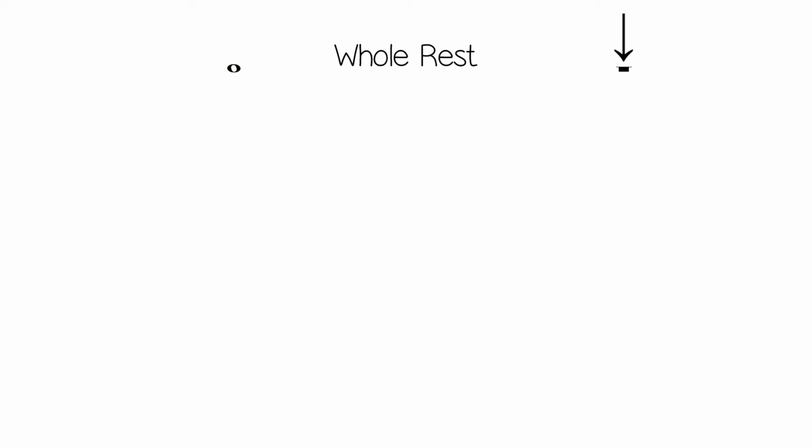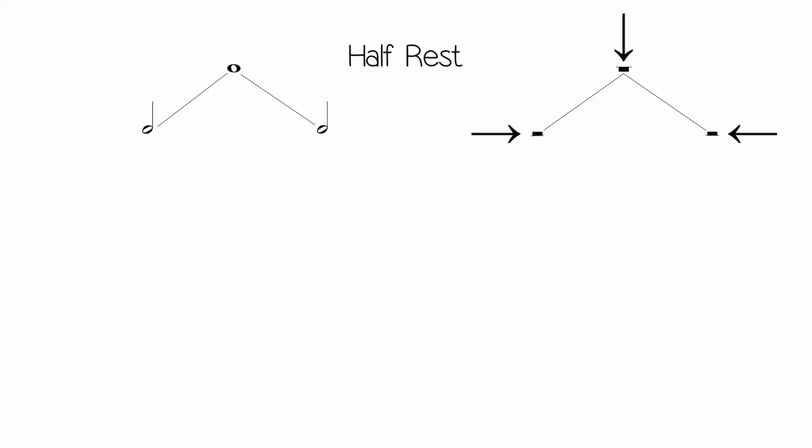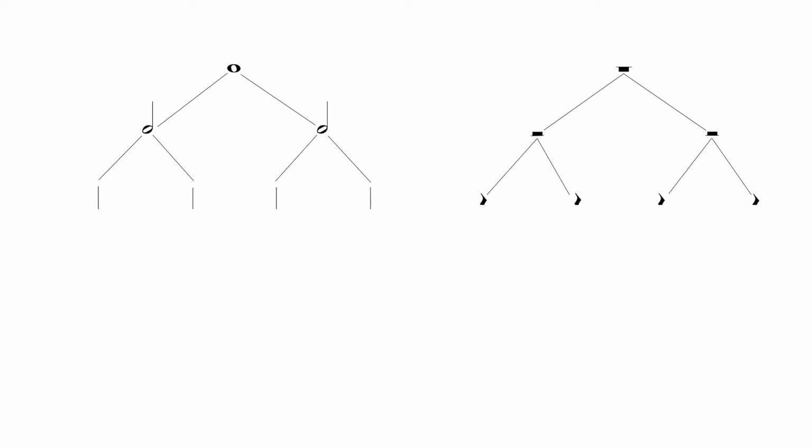So, here is a whole rest. So now there are 2 half rests in one whole rest. There are 2 quarter rests in one half rest, and 4 quarter rests make up one whole rest.